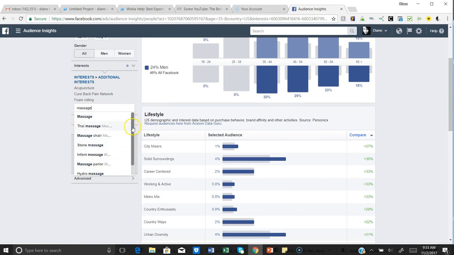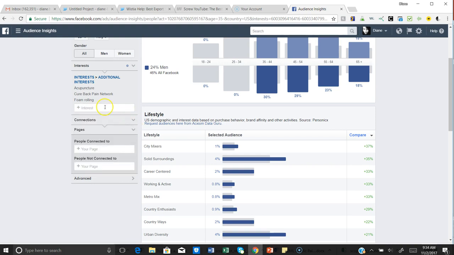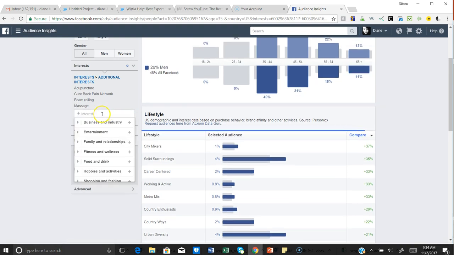Okay, hydro massage, stone massage, and a lot of these are fancier massage types people wouldn't use for back pain. So you might go with, no massage chair, let's see here. You go with just regular massage at that point. So let's look at these.